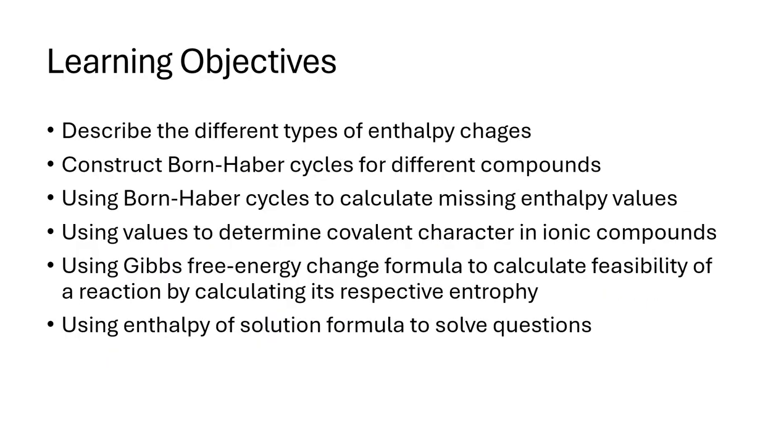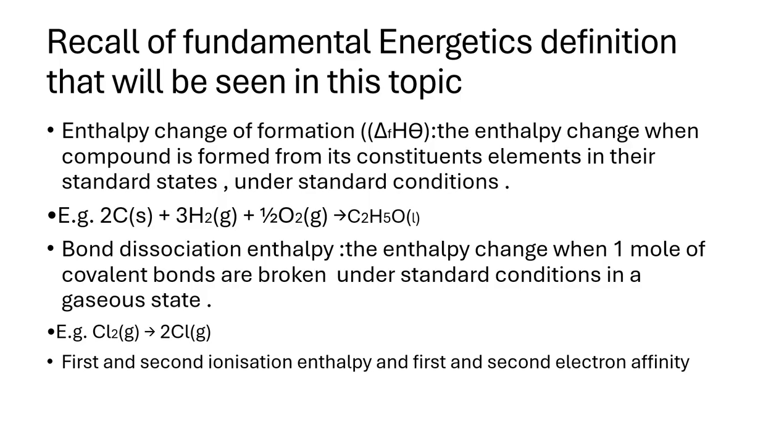So the learning objectives are: by the end of the lesson, we can describe the types of enthalpy changes. We can also construct Born-Haber cycles for different compounds. And also we can use the Born-Haber cycles to calculate missing enthalpy values and use values to determine covalent character in ionic compounds. And also use the Gibbs free energy change formula to solve the feasibility of a reaction by calculating its respective entropy, and use the enthalpy of solution formula to solve the questions.